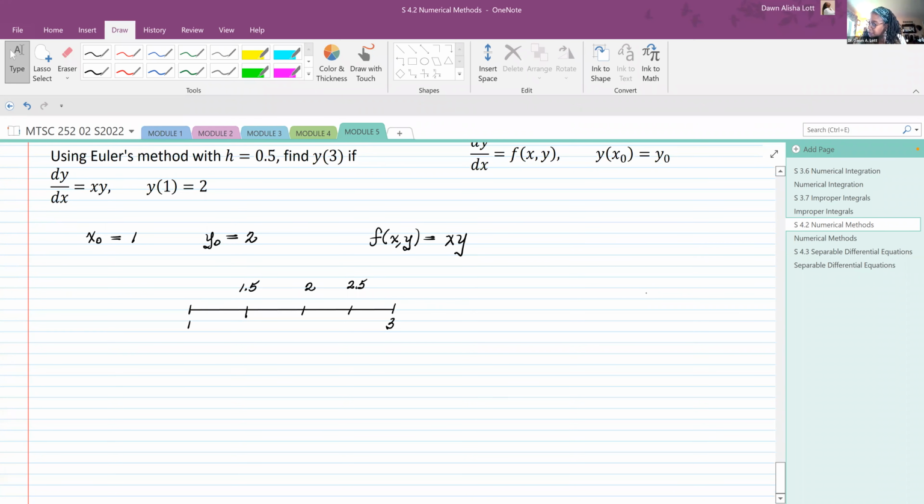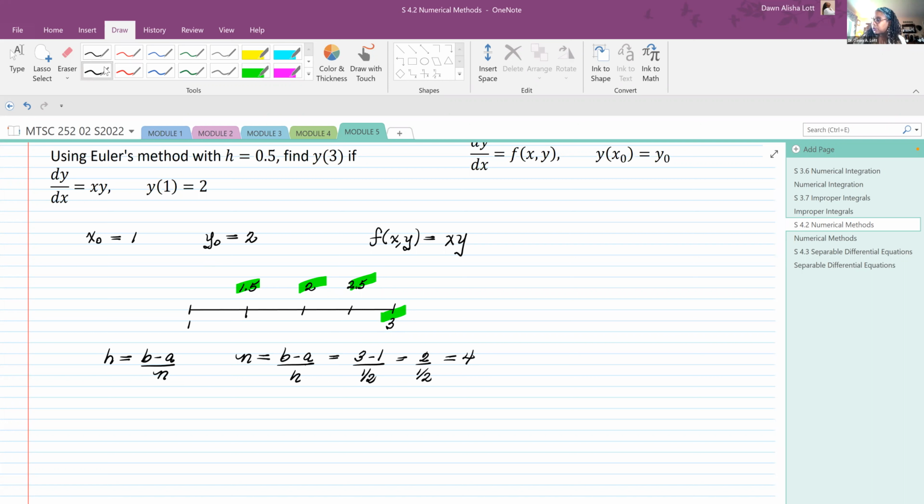Another way to find it, if you remember from our other rules, is that h was equal to b minus a over n. Just solve for n. n is going to equal b minus a over h. So b minus a is 3 minus 1, and h is a half. So I get 2 over a half, which is 4. As you can see, we have to do 1, 2, 3, 4 iterates to get up to y equal to 3.